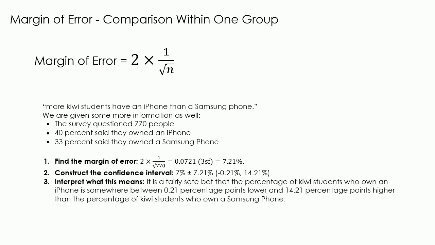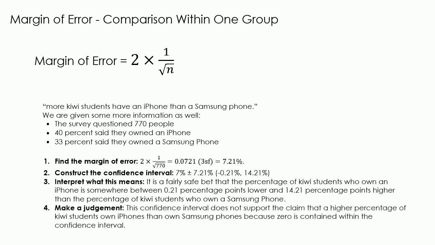Now we need to interpret what this means. It's a fairly safe bet that the percentage of Kiwi students who own an iPhone is somewhere between 0.21 percentage points lower and 14.21 percentage points higher than the percentage of Kiwi students who own a Samsung phone. And now we have to make a judgment. This confidence interval does not support the claim that a higher percentage of Kiwi students own iPhones than own Samsung phones because 0 is contained within the confidence interval.